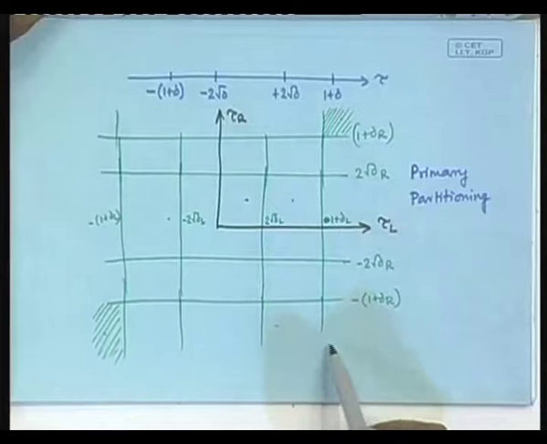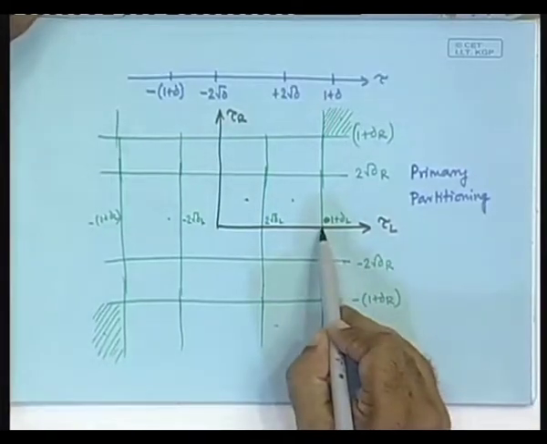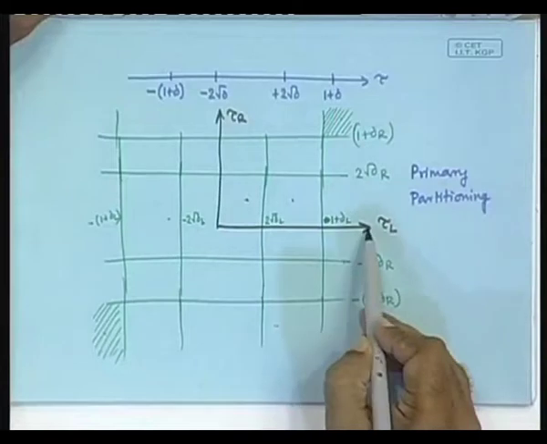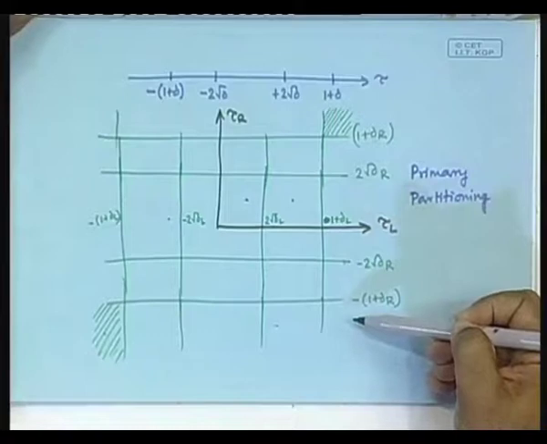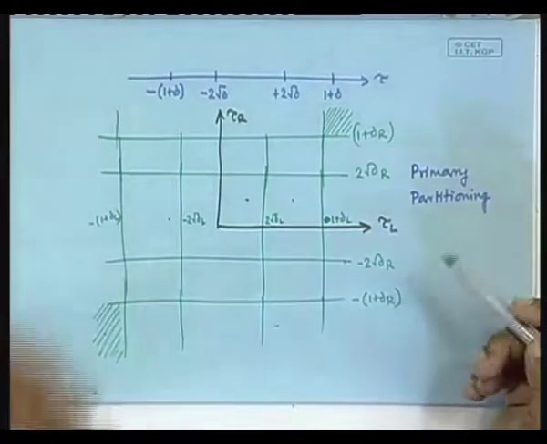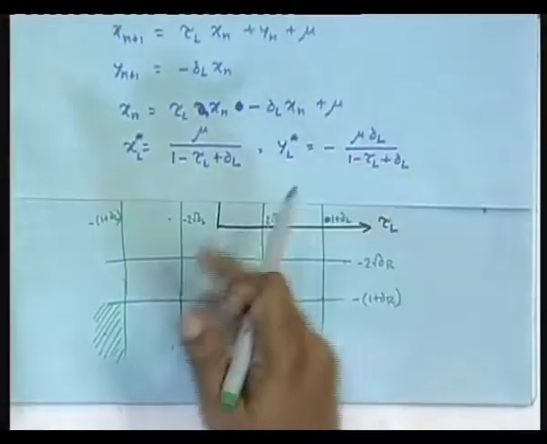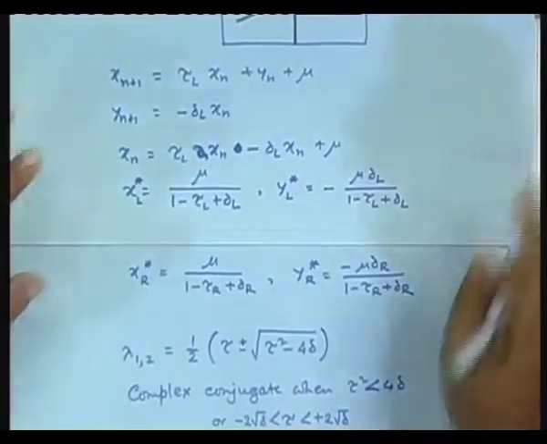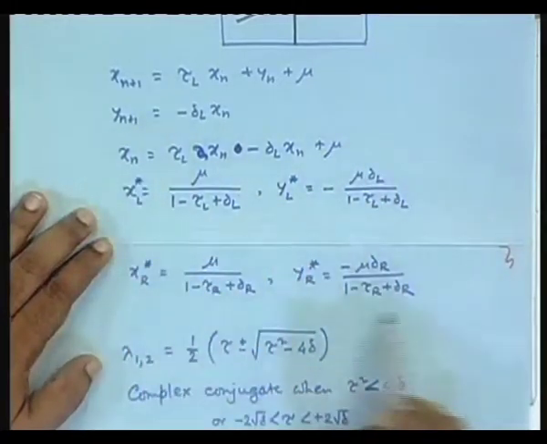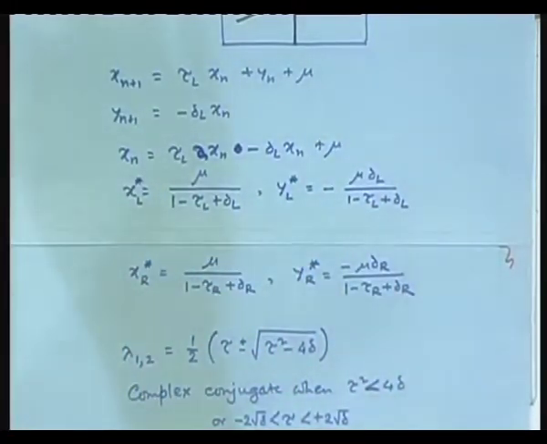In this part, what is the character? Your trace of the left hand side is greater than 1 plus delta L, and in the right hand side it is less than 1 plus delta R. Okay. Now, you already have the equations. Look at these equations of the positions of the fixed points. What do they tell you? Tau L greater than 1 plus delta L.